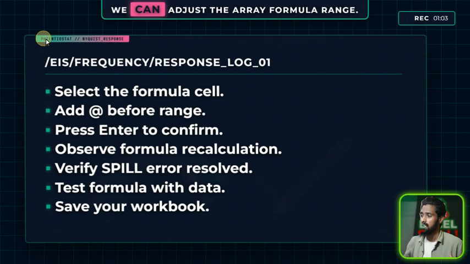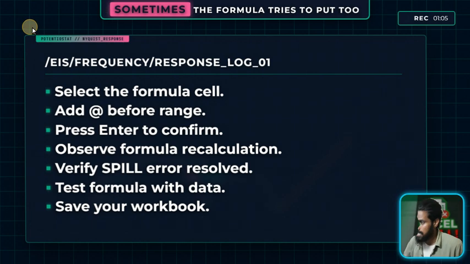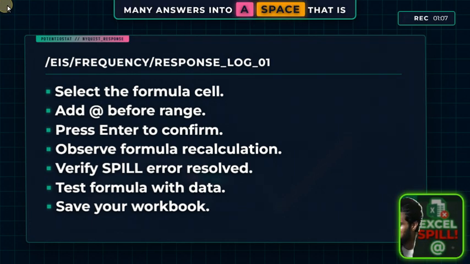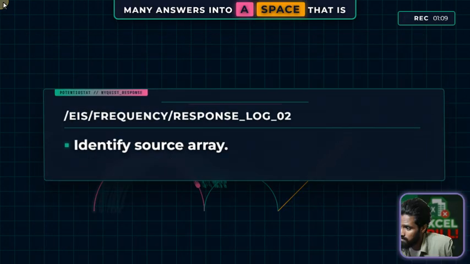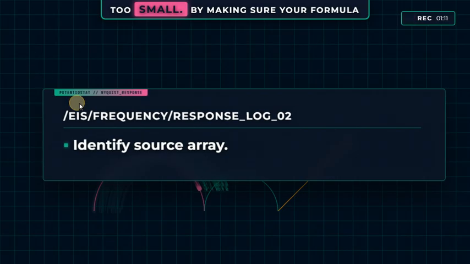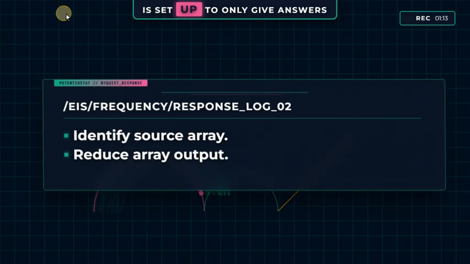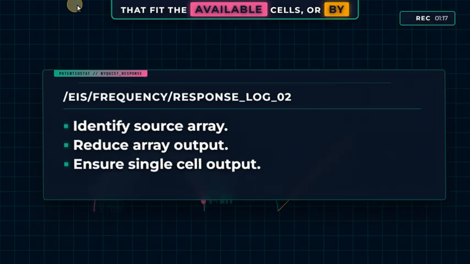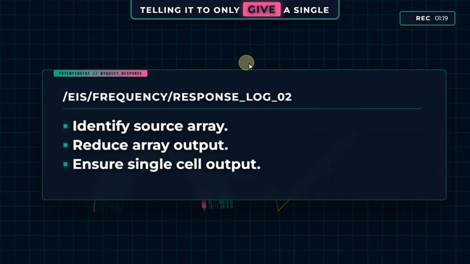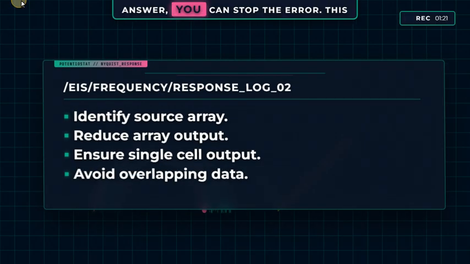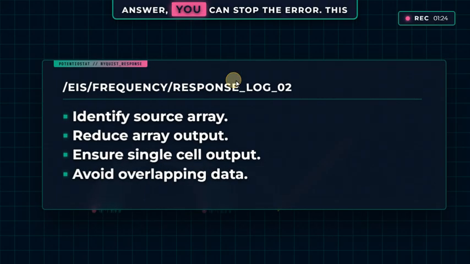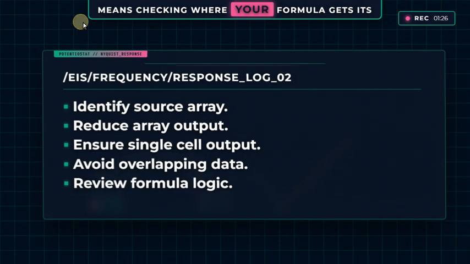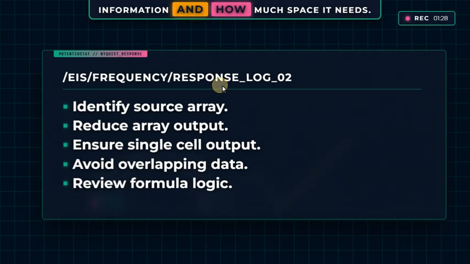Next, we can adjust the array formula range. Sometimes the formula tries to put too many answers into a space that is too small. By making sure your formula is set up to only give answers that fit the available cells, or by telling it to only give a single answer, you can stop the error. This means checking where your formula gets its information and how much space it needs.